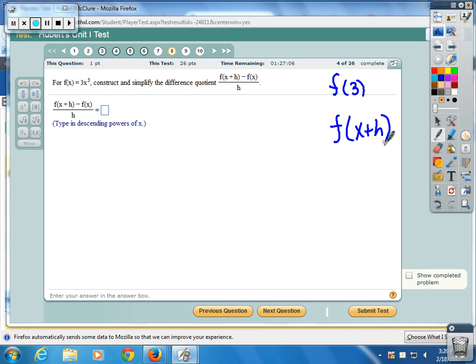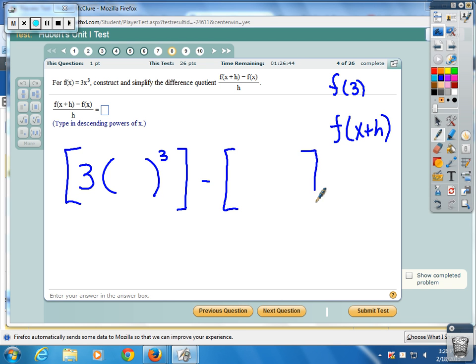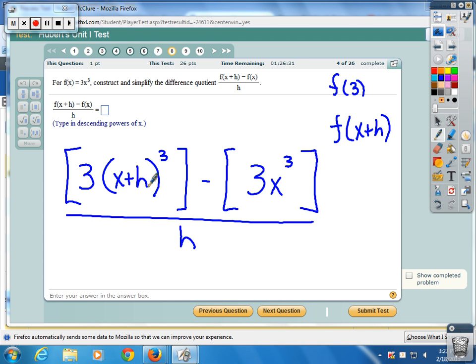So, well, Hubert, what do we do? Well, this is f of x, isn't it? So we're going to write that. But the first one we're going to write is going to have a big set of parentheses. Why? Because we've got to plug in that x plus h. Minus, I'm going to draw brackets, minus f of x. So what is f of x? 3x to the third, over h. And what goes in here? X plus h.